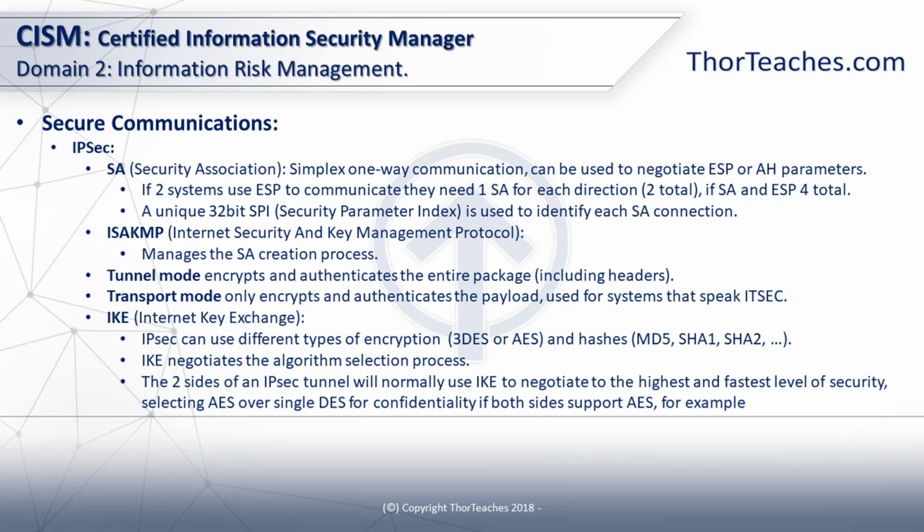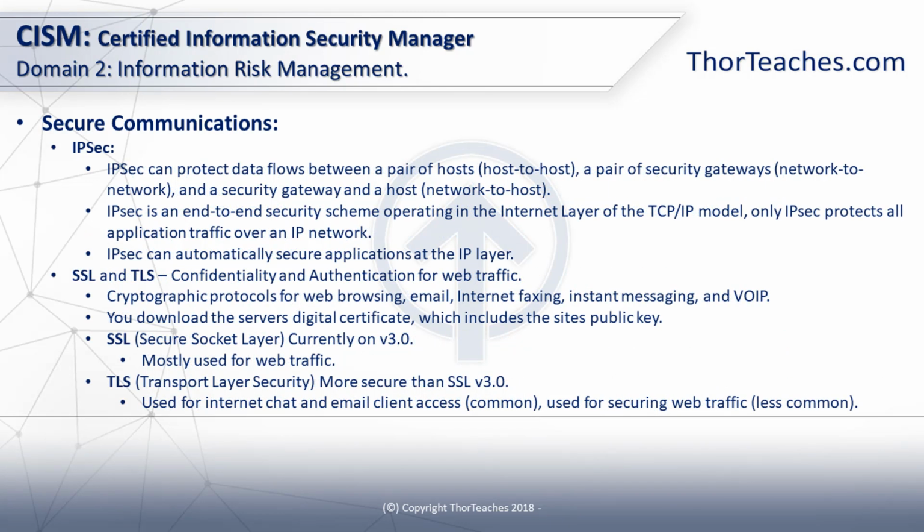It will normally choose the highest level of security and the fastest protocol that both sides can use. If one side has AES and DES, and the other side only has DES, then it'll choose DES. If both sides have both protocols, it'll use AES because it's faster and much more secure. We use IPsec to protect the data flow between a pair of hosts, host-to-host communication, between two networks, or a network and a host. It is an end-to-end security scheme that works on the internet layer of the TCP/IP model, or if you want to reference the OSI model, it will be layer 3, because that's where IP addresses are.